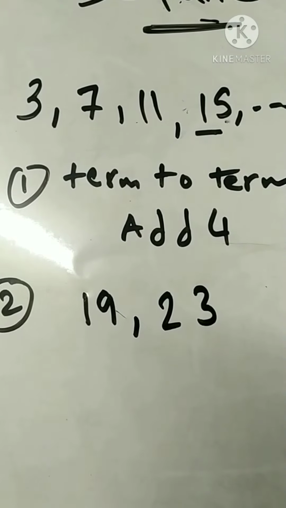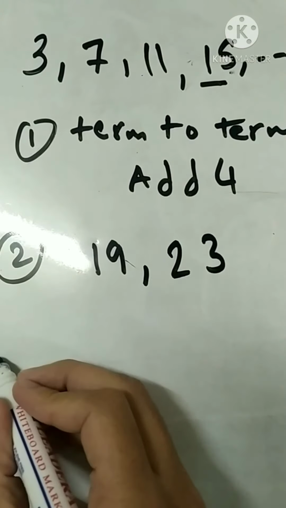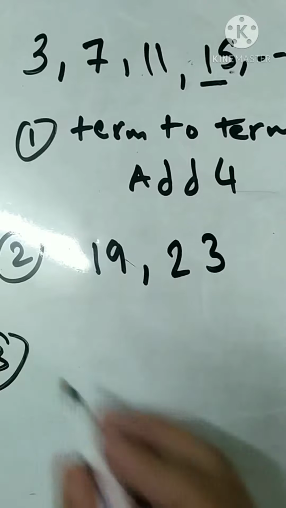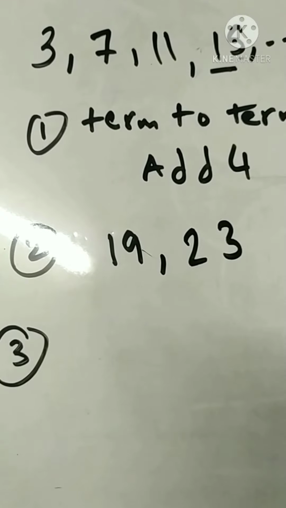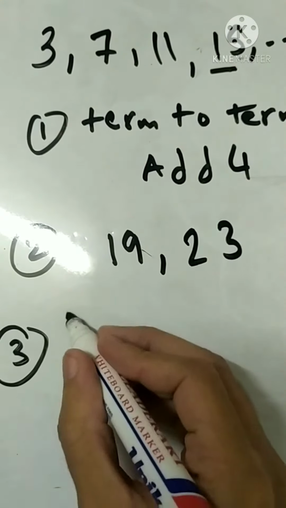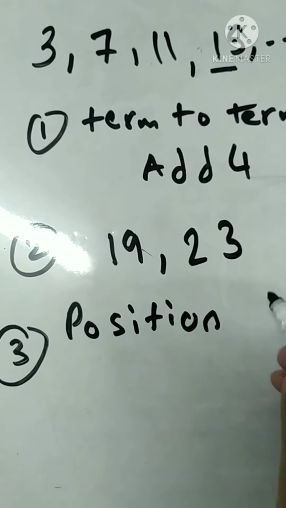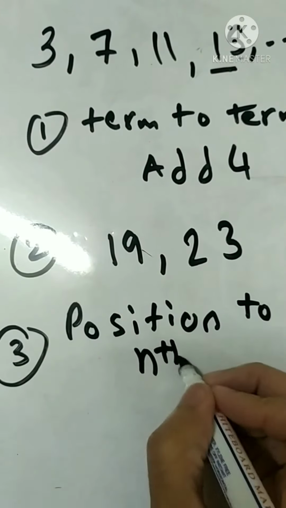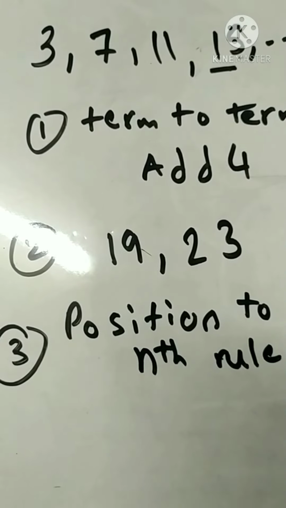Now we're going to move to a very important point. We're going to talk about something called the nth rule. What do we use this rule for? Okay, we use it to get a term just by knowing its position. This is why they sometimes call it the position to term rule. So we can call it the position to term rule, we can call it the nth rule, and we can also call it the nth term expression.